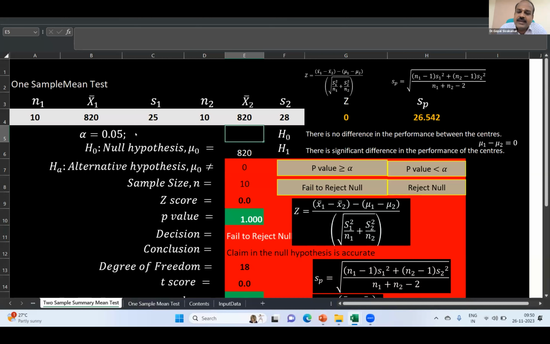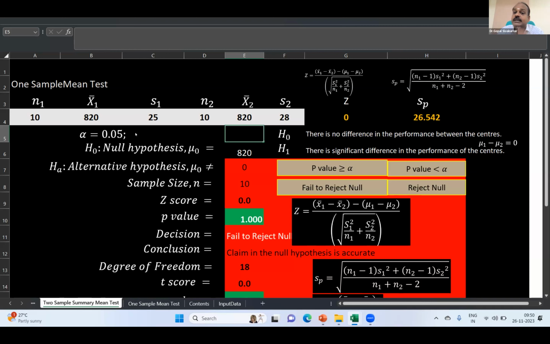See, alpha is not a calculated value. It is a fixed value. We are fixing it in our decision. In our decision, we fix that our confidence level is 95%. That means our alpha is 5%.